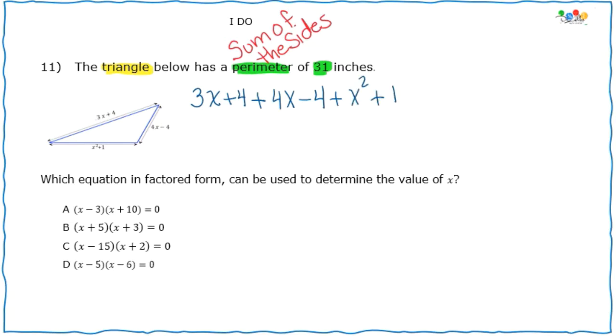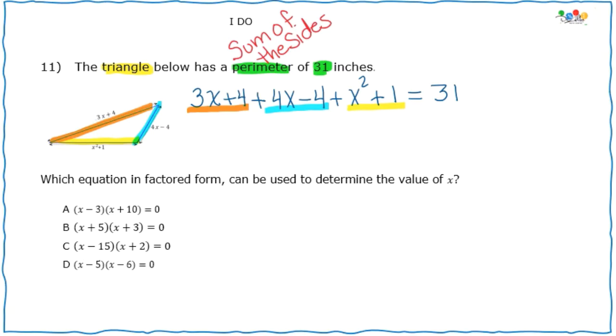Okay? So I want you guys to see something here. This side over here, it's right here. Right? This side over here, it's the next one. Are you guys with me? And this is the last side. Okay? So now, the question says that the perimeter is equals to 31. Therefore, I need to make all of that equals to 31.